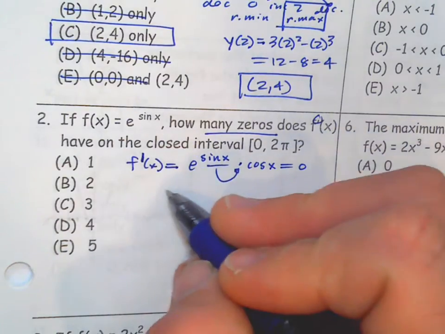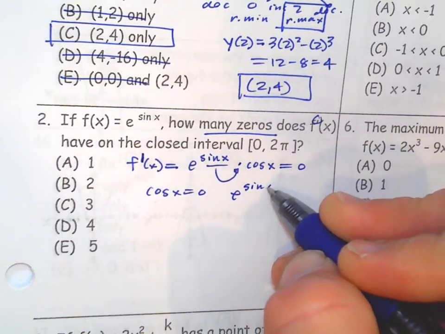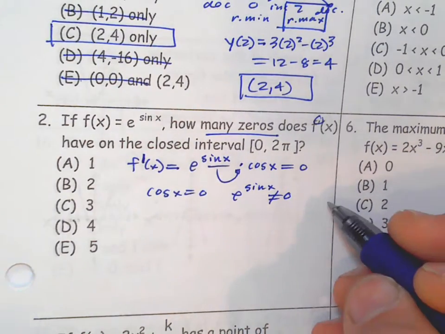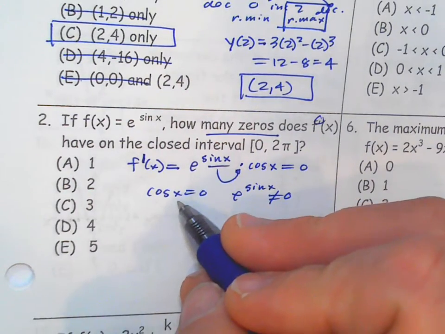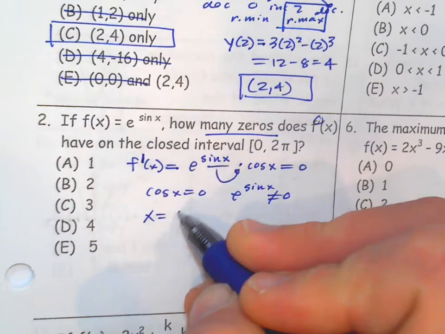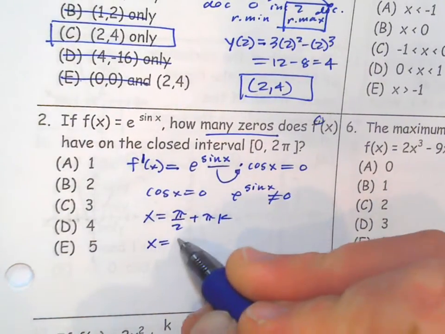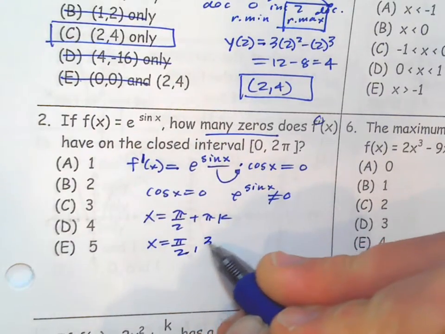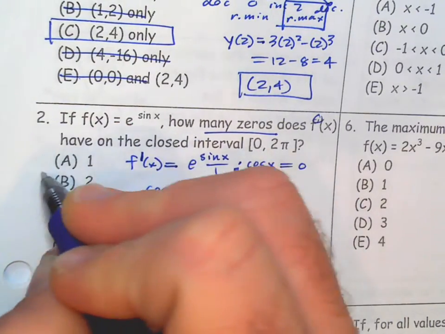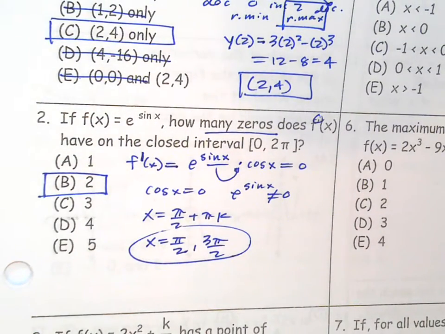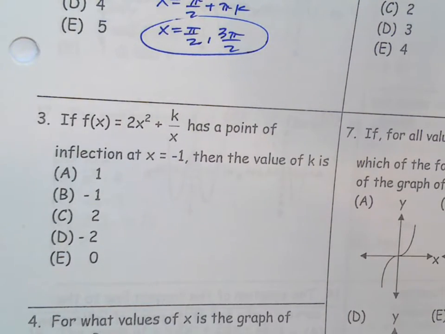So cosine could equal 0. e to the sine x is never going to equal 0, because you can't take a base and raise it to an exponent and get 0. So this is our plan here. cosine x equals 0 at pi over 2 plus pi k. So x equals pi over 2 and 3 pi over 2. So those are the zeros, so there are 2 of them. Okay, 2 of them.